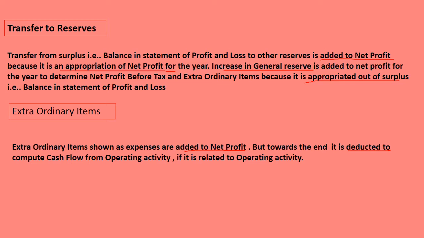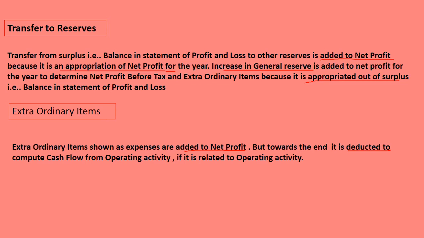Extraordinary items are the items which never occur regularly, like loss due to fire, loss due to earthquake. Extraordinary income is, for example, a claim for the damage occurred due to earthquake or fire. That also is not of a recurring nature. So these are the extraordinary items.